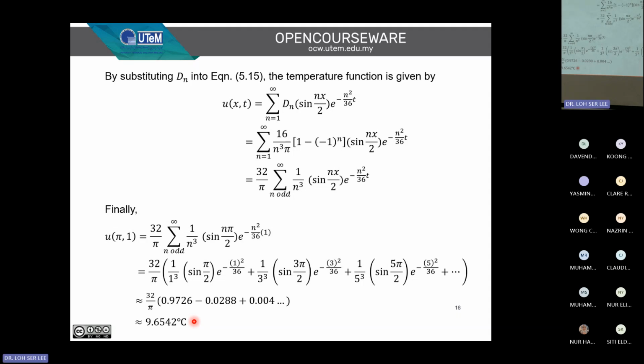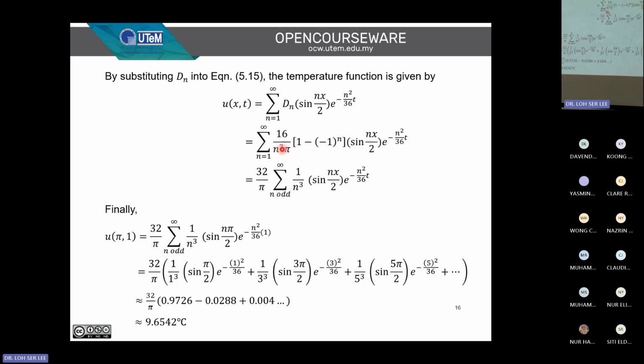Any questions? Because in the question, it wants you to use the first three non-zero terms. So after you expand and substitute, you found that when n is 2 it is 0, that means you have to find the next one. n is 3. And then n is 4, again 0, then use n is 5. As long as we want the first three non-zero terms from this series.